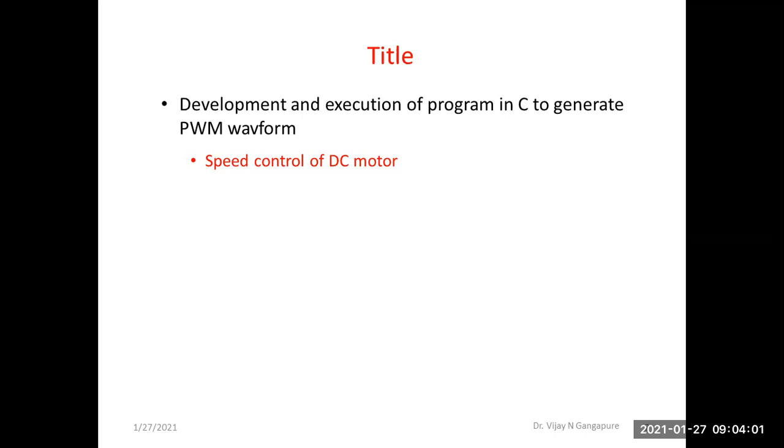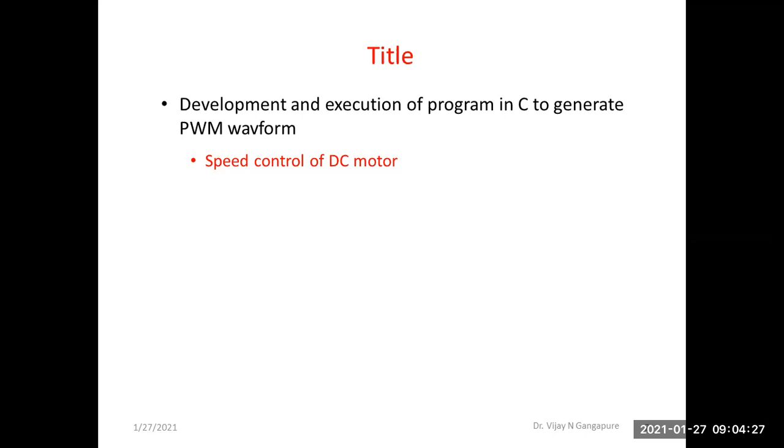By controlling the duty cycle of the PWM waveform, that is the T on period. So what is a PWM waveform? Basically it is a square wave. The time period is fixed, and its pulse is the T on period. In a square wave there is T on and T off. T on will be equal to T off in a perfect square wave.